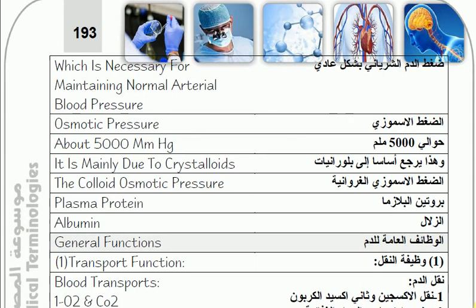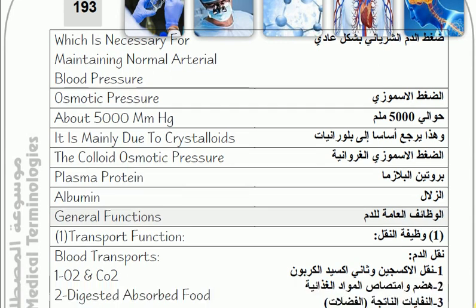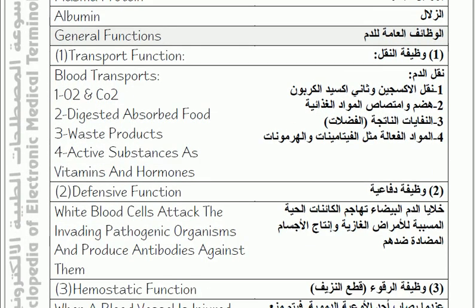Osmotic pressure. About 5000 mmHg. It is mainly due to crystalloids. The colloid osmotic pressure is due to plasma proteins, albumin. General functions. 1. Transport function.